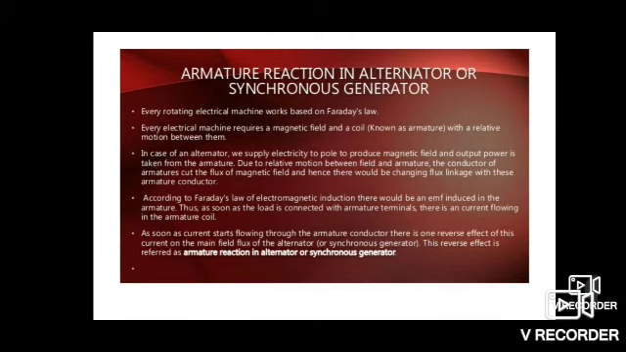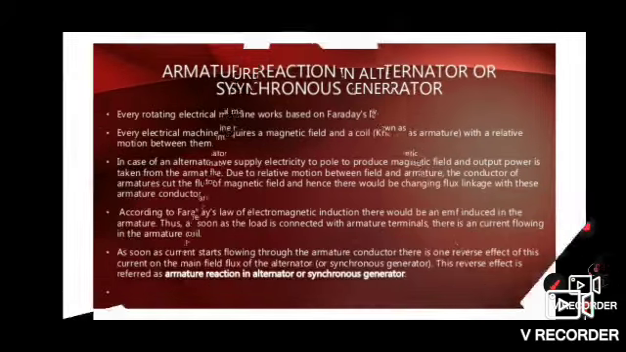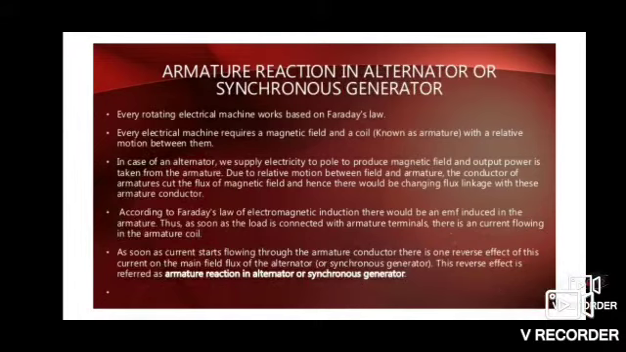Next we will see about the armature reaction. Armature reaction in alternator or synchronous generator. Every rotating electrical machine works based on Faraday's law. Every electrical machine requires a magnetic field and a coil known as armature with a relative motion between them. In case of an alternator, we supply electricity to the pole to produce magnetic field and output power is taken from the armature. Due to relative motion between field and armature, the conductor of armature cuts the flux of magnetic field and hence there would be changing flux linkage with this armature conductor. According to Faraday's law of electromagnetic induction, there would be an EMF induced in the armature.